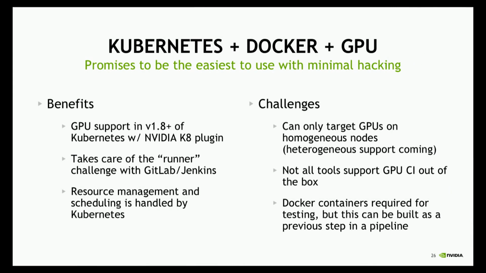Okay, so for the benefits, as far as Kubernetes, version 1.8, they're on 1.10 now. With the NVIDIA Kubernetes plugin, you actually have GPU support. And it takes care of that runner thing that I was talking about before, where you have to have these runners that are locally on GitLab and Jenkins to dispatch these jobs. Kubernetes is going to do the resource management and scheduling. The only challenge at the moment is you can only target GPUs on homogeneous nodes. If you have a node that's got mixed GPUs, right now Kubernetes doesn't understand the difference between them. That will be fixed in future versions. I don't know the ETA on that, unfortunately.